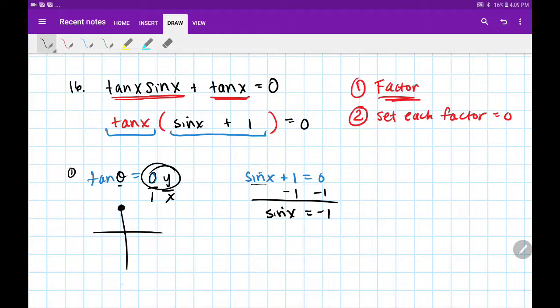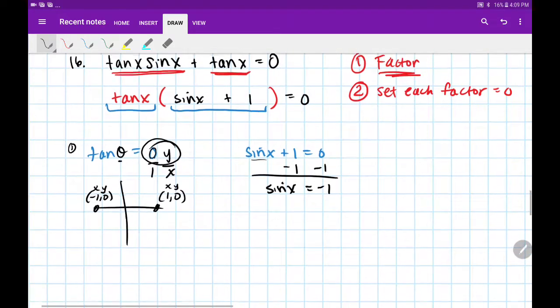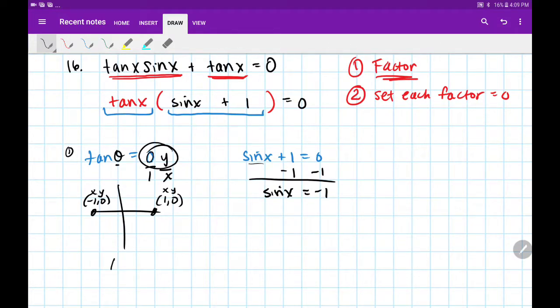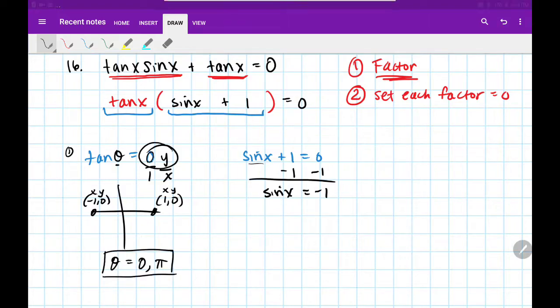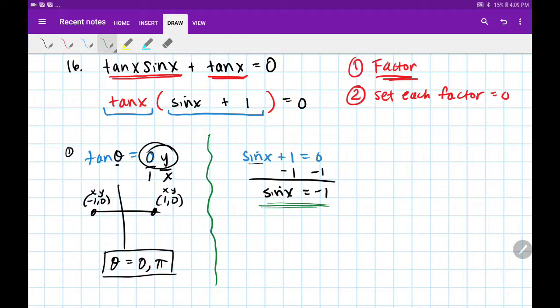So remember, y equals 0, whoops, not there, right? Because here y equals 1, it's up 1. My bad. Y equals 0 on the x-axis. That would be 1 comma 0, and that one would be negative 1 comma 0. So since I'm on the x-axis, then my two answers are going to be 0 and pi. But keep in mind, that's only half of the answer. I have more solutions potentially from this equation.